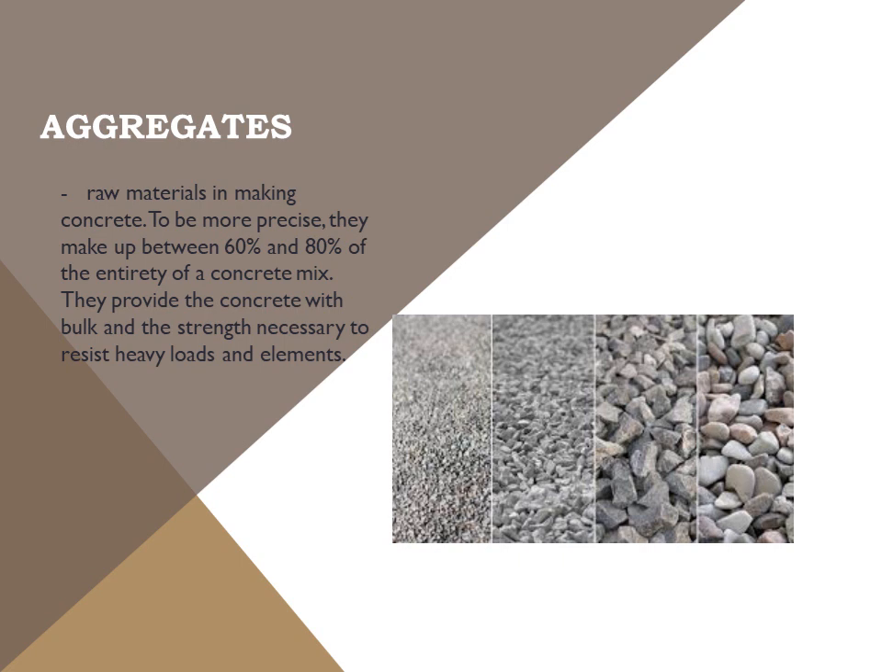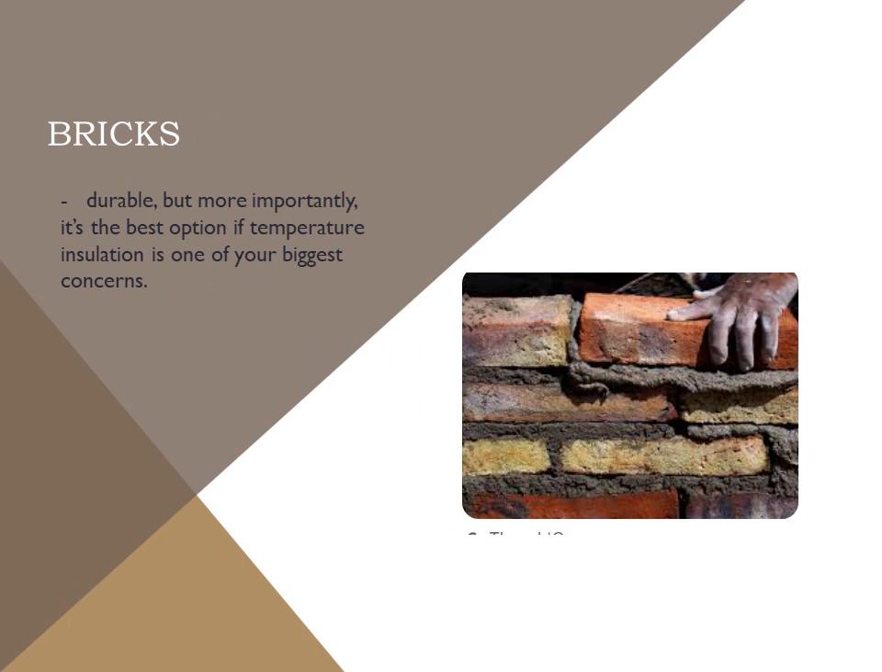Aggregates. Raw materials in making concrete. To be more precise, they make up between 60% and 80% of the entirety of a concrete mix. They provide the concrete with bulk and the strength necessary to resist heavy loads. Bricks. Durable, but more importantly, it's the best option if temperature insulation is one of your biggest concerns.